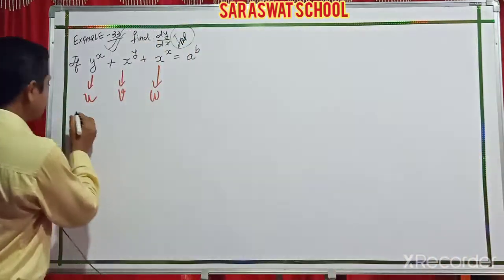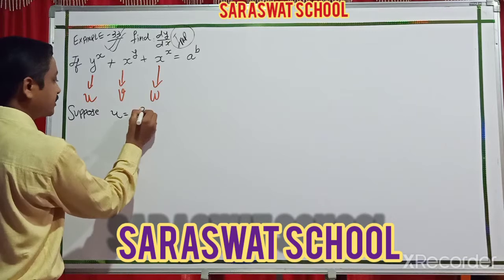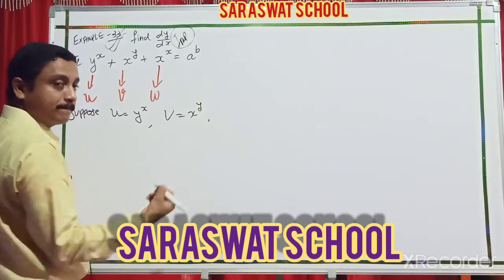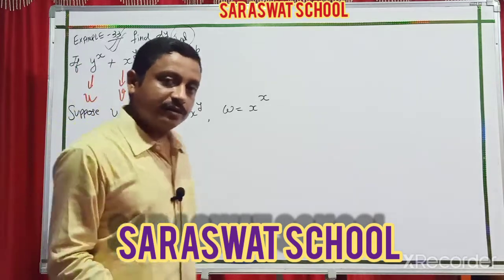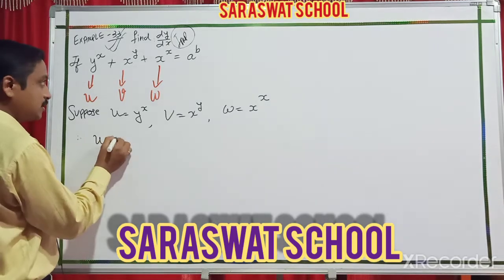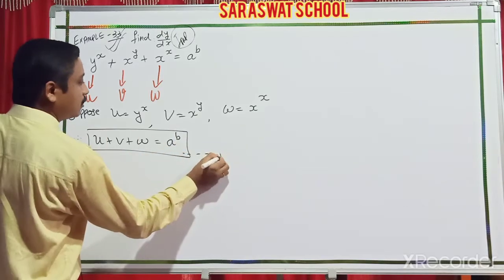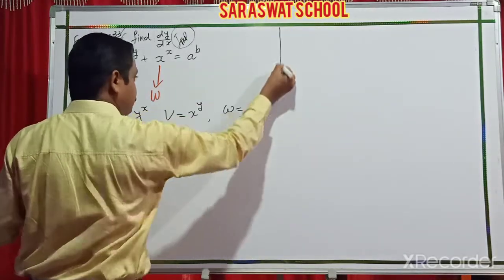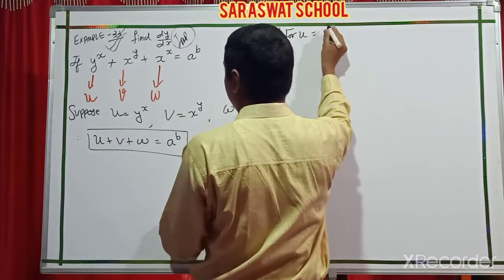So start first. Suppose u is equal to y raised to x, v is equal to x raised to y, and w is equal to x raised to x, and one by one you start the derivative. So what are you getting here? u plus v plus w is equal to a raised to b. This statement applying the one, you start first with our u side. So for u, my value is y raised to x.